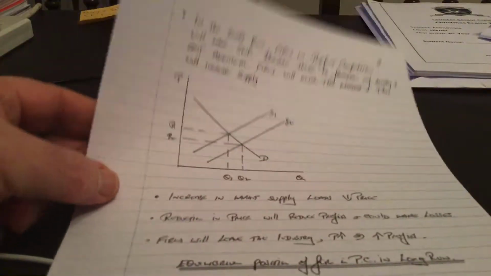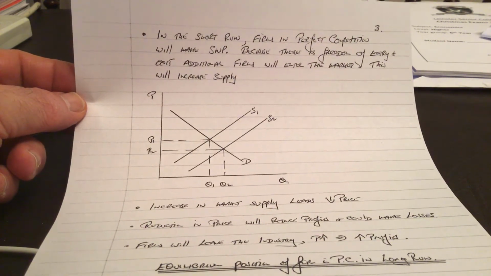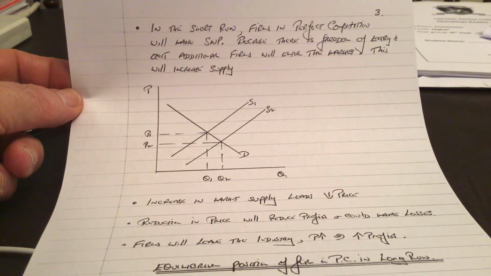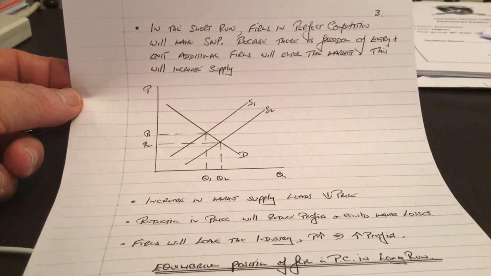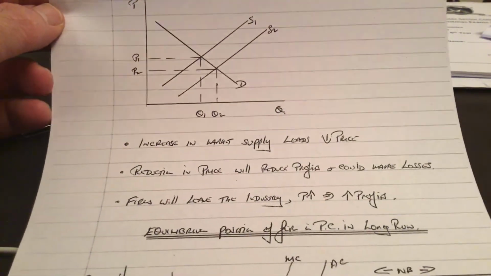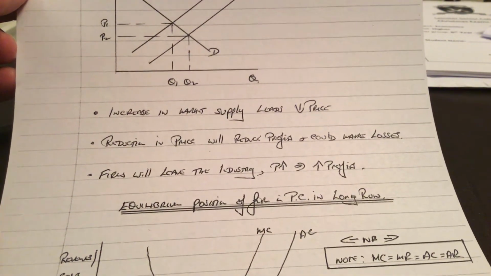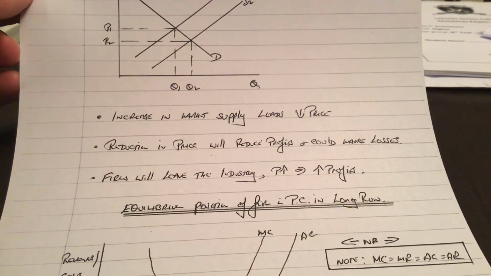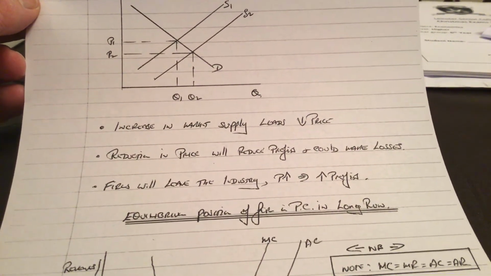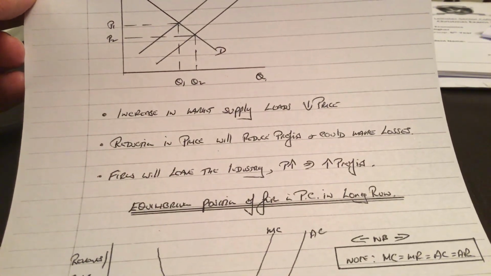So let's have a look. In the short run, firms in perfect competition will make supernormal profits, as we've seen. Because there is freedom of entry and exit, additional firms will enter the market and this will increase the supply. You can see the supply curve is shifting to the right. Increase in market supply leads to lowering of prices. Reduction in price will reduce profits and the firm could make a loss. Firms will leave the industry. Therefore, prices will go back up and profits will go back up.